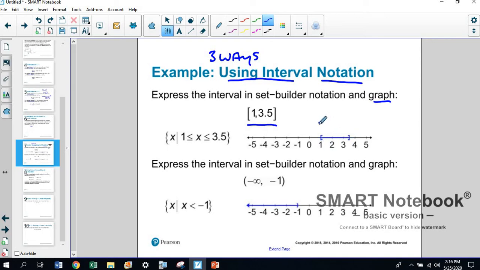Some textbooks will use a closed circle instead, but I'm going to use closed brackets or open brackets. Here they would use an open circle and go that direction. So if you've used that before, I will accept it, but just know that my MyMathLab is looking for this kind of notation here.